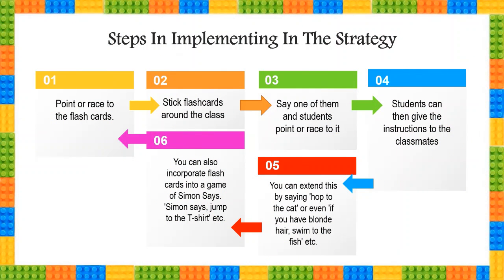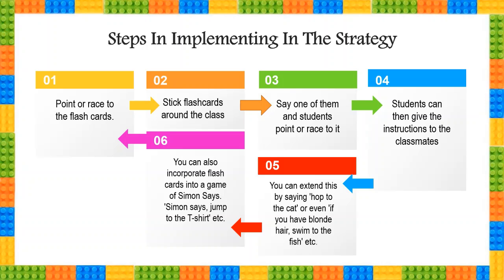Steps in implementing the strategy. First, point arrays to the flashcard. Second, stick flashcard around the class. Third, say one of them and student point arrays to it. Fourth, student can then give the instruction to classmate.